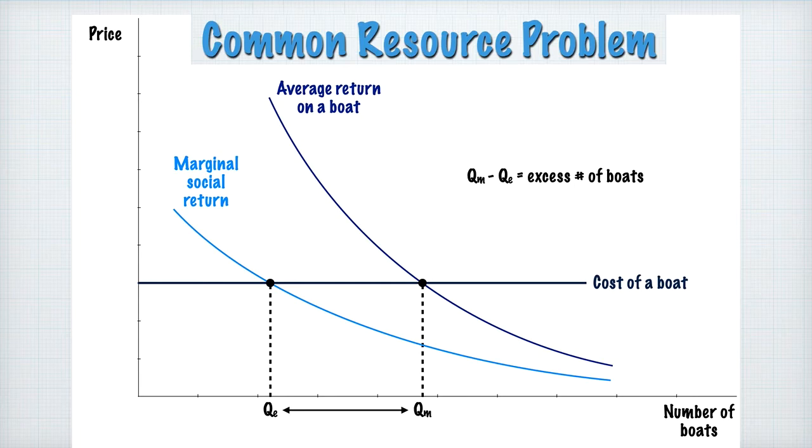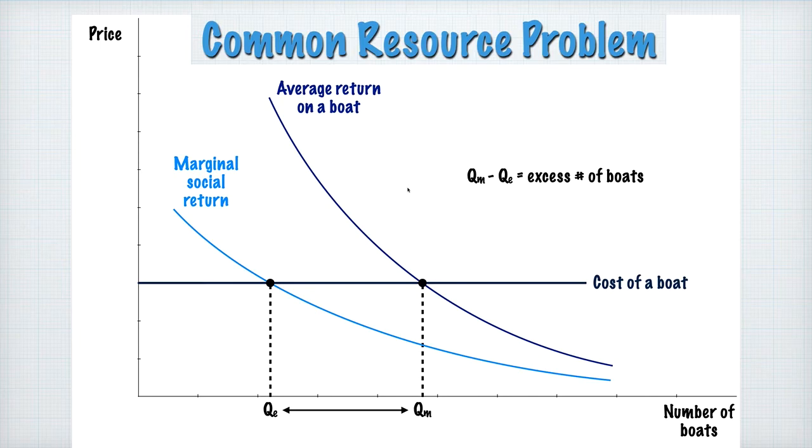The marginal social return on the first boat was the 100. We add a second boat onto the lake, and total catch is equal to 180. That means the marginal return is 80 fish. So the first boat was responsible for 100. Now the second boat is only responsible for 80. And as we add more and more boats, the fish per last boat that was brought onto the lake is declining. So we have a downward marginal social return curve, but it is beneath the average return on a boat.